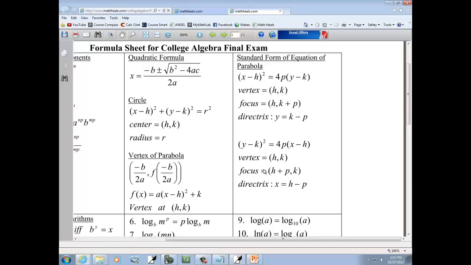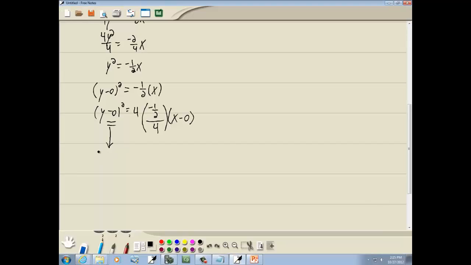Well, from our formula, this is our k, and it's the opposite sign, so that's 0. This is h, and it's the opposite sign. Again, I know zeros don't have a sign, but then this will be our p. So p is equal to negative 1/2 divided by 4.